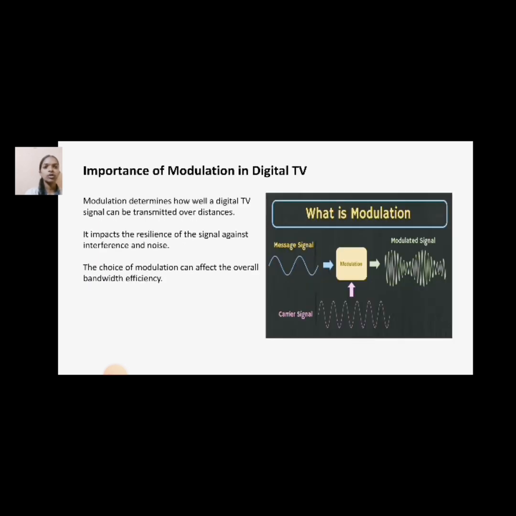Then, importance of modulation in digital TV. Modulation determines how well a digital TV signal can be transmitted over distances. It impacts the resilience of the signal against interference and noise. The choice of modulation can affect the overall bandwidth efficiency. The figure shows the message signal, the modulated signal, and the carrier signal.